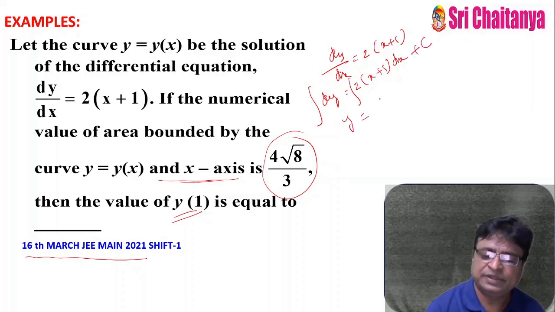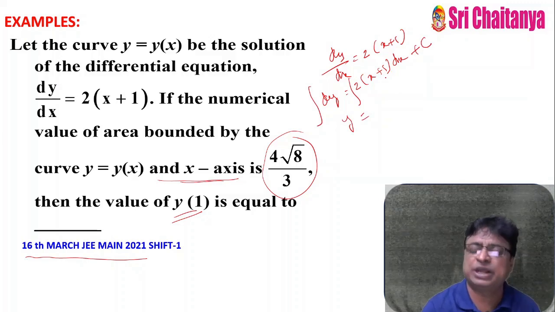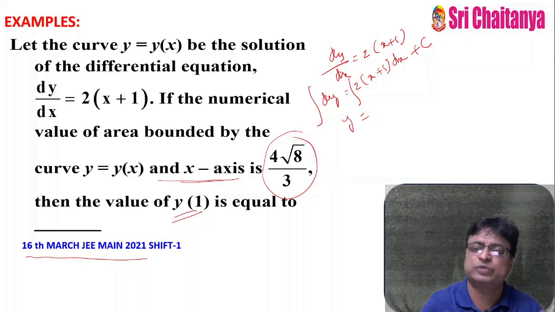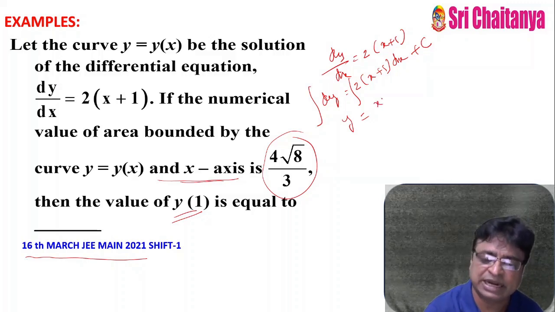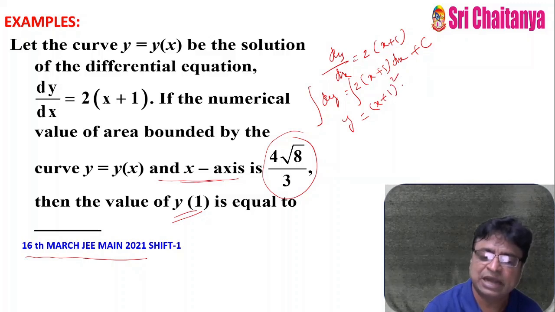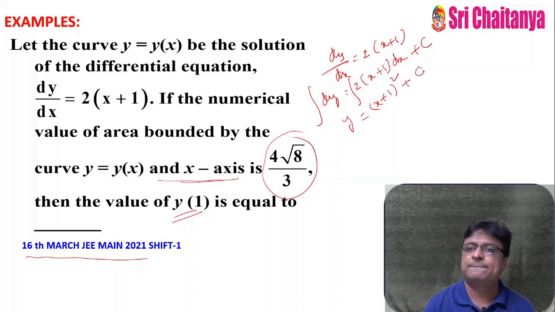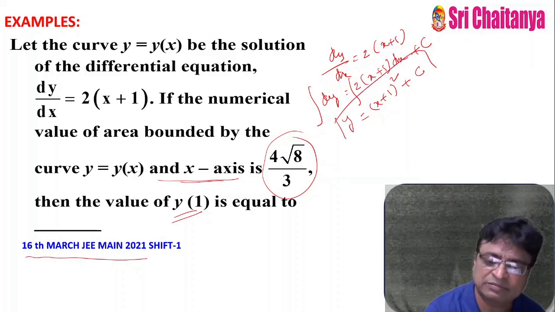So this is y. This is in the form of (ax plus b) whole power n. The integration of (ax plus b) to the power n is (ax plus b) to the power n plus 1, divided by n plus 1, into 1 by a. Like this, I get (x plus 1) whole square by 2, the 2 gets cancelled, and c is already there. So this is my curve.